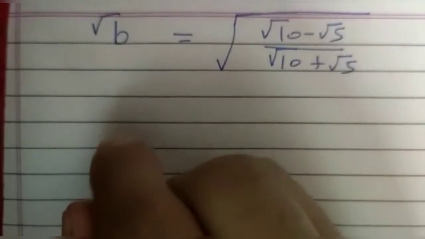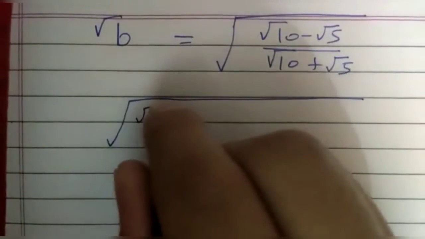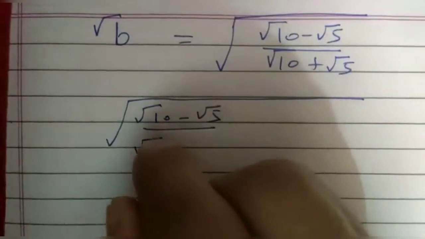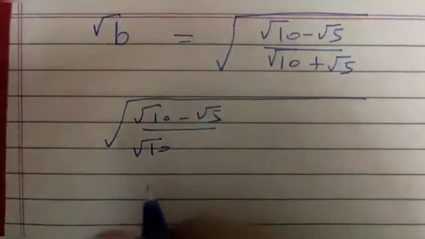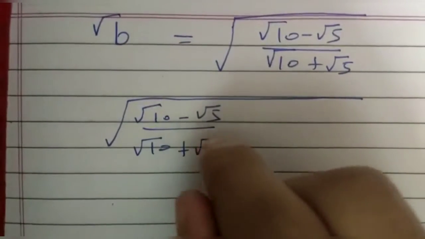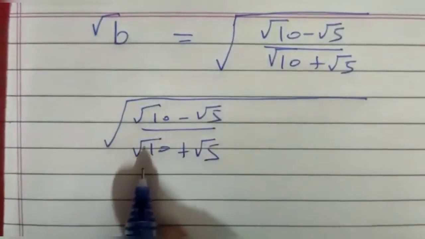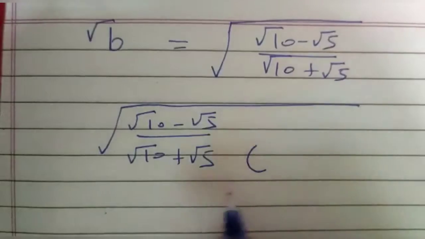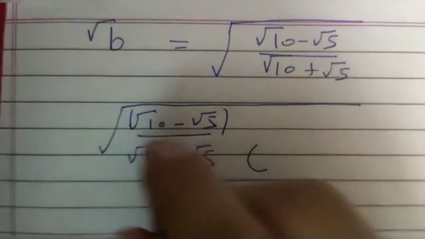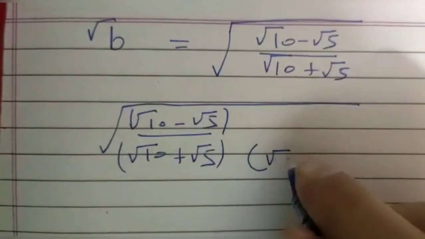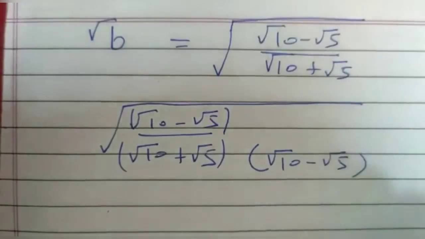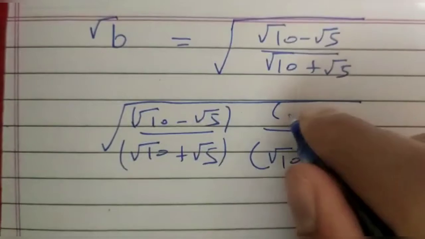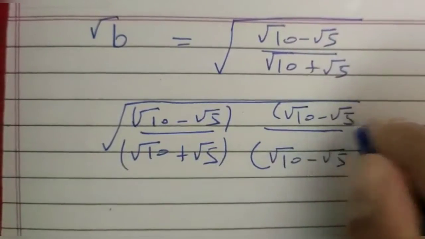So whenever we rationalize, we multiply the numerator and denominator by the conjugate pair. It's the same process as in root a and root b here, but the sign in the denominator is opposite. Here the sign in the denominator is an addition sign, so the conjugate pair would have a minus sign, so it will be root 10 minus root 5, and I need to multiply it to the numerator also, root 10 minus root 5.